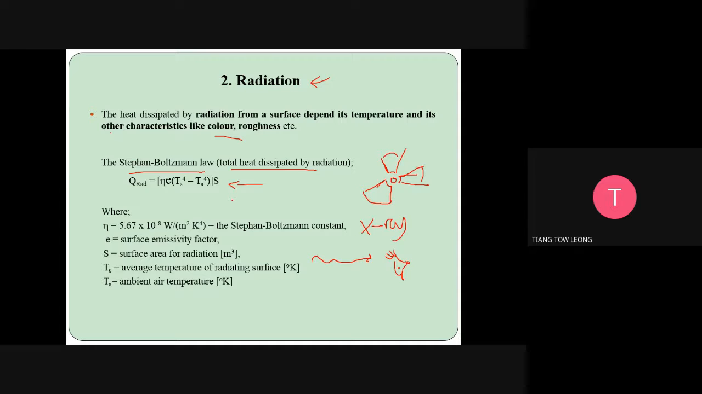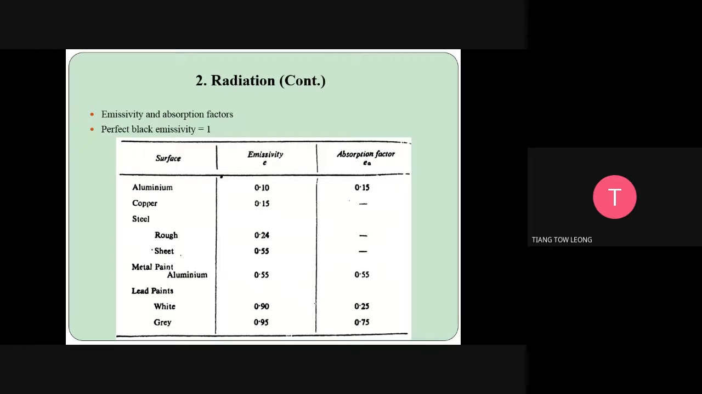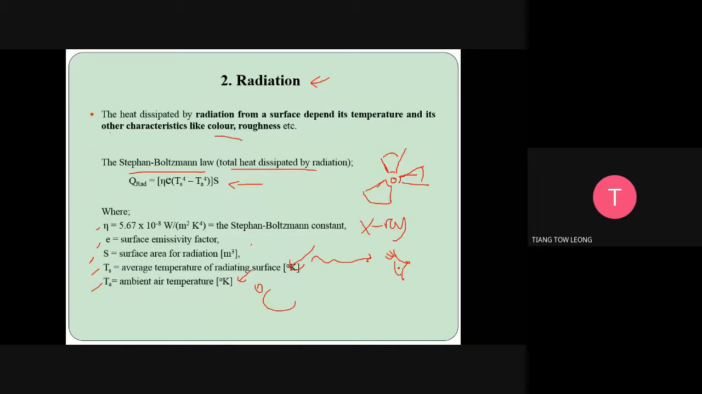How to get this equation? I don't know. Memorize. So what is sigma? It is the Boltzmann constant. E is the surface emissivity factor. S is the surface area. T is the average temperature, and TA is the ambient air temperature. It can be in Kelvin. It also can be in degrees Celsius. Oh no, I think it needs to be in Kelvin. Sorry, it needs to be in Kelvin. This equation must be in Kelvin.